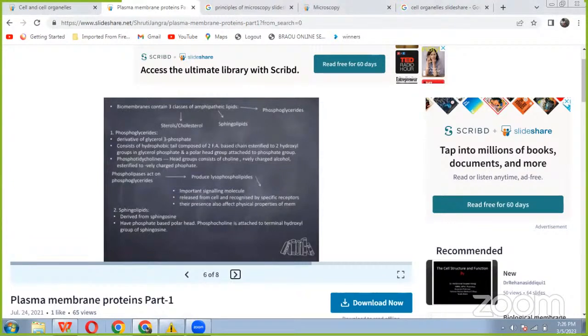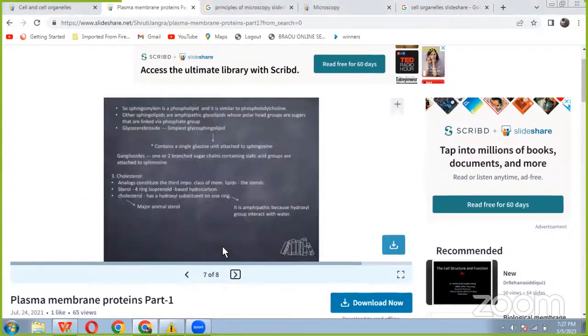And next one is the sphingolipids. The sphingolipid is derived from sphingosine. They have a phosphate-based polar head, phosphocholine, attached to the terminal hydroxyl group of the sphingosine. The terminal end of the portion can attach to the sphingosine.